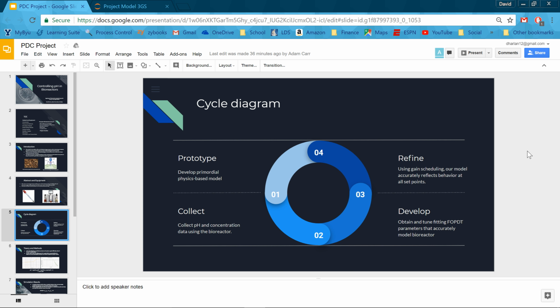Later, we collected data on pH and the concentration levels. Then we developed the FOPDT model by obtaining and tuning the fitting parameters that accurately model our behavior. And later we refined our model by using some gain scheduling and open loop control so that we can accurately reflect our set points.